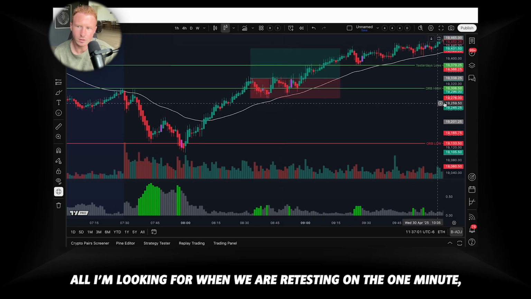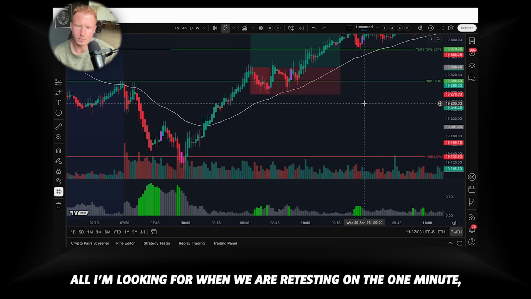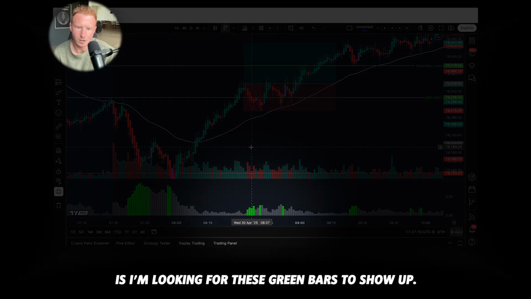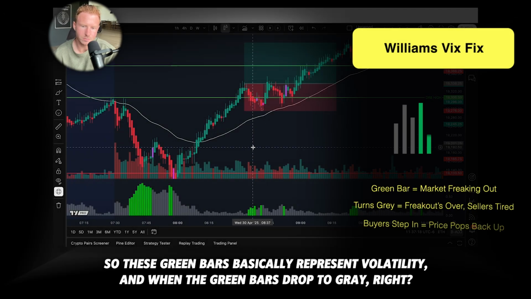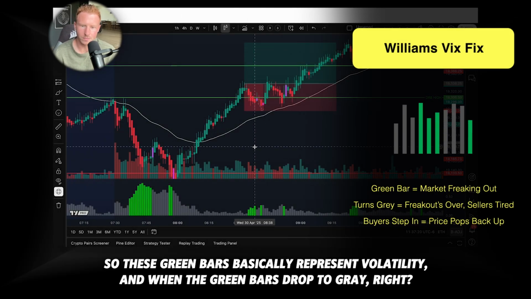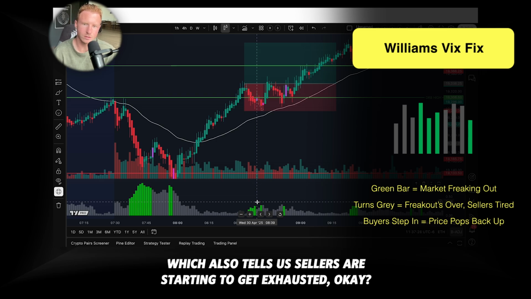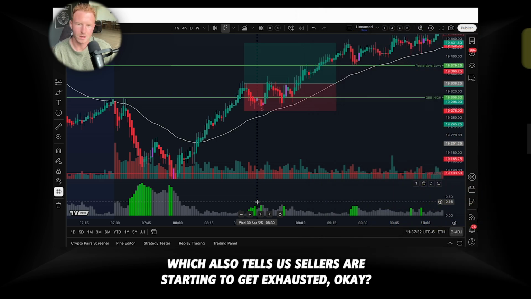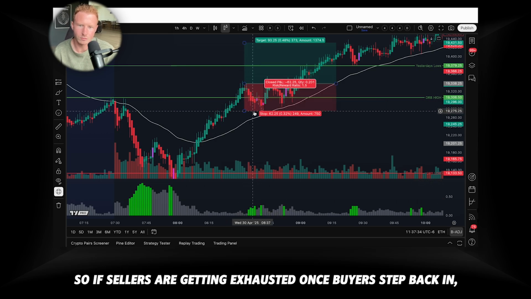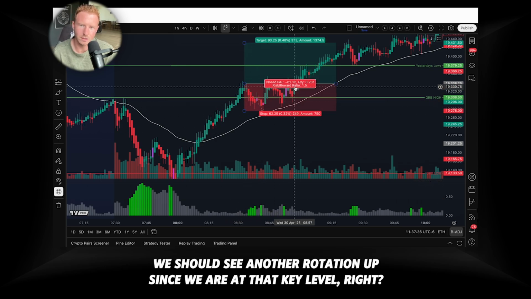All I'm looking for when we are retesting on the 1-minute is I'm looking for these green bars to show up. So these green bars basically represent volatility. And when the green bars drop to gray, right, that basically tells us that volatility is slowing down, which also tells us sellers are starting to get exhausted. Okay, so if sellers are getting exhausted, once buyers step back in, we should see another rotation up since we are at that key level, right?